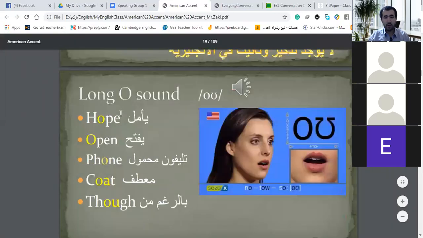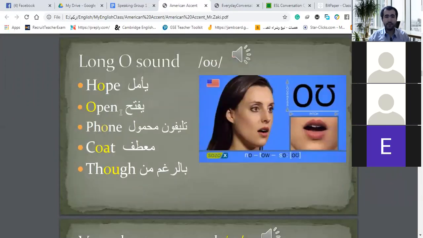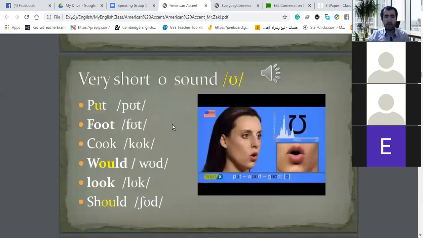The O here: hope, home, open, phone, coat, though, do. The short sound is put, foot, cook, would, wood, but.